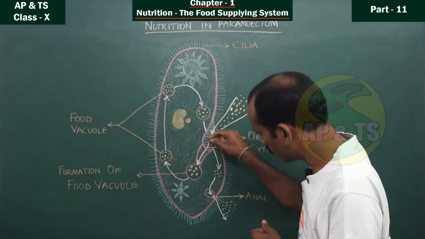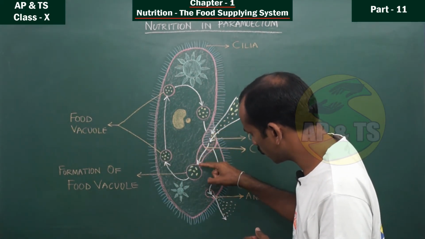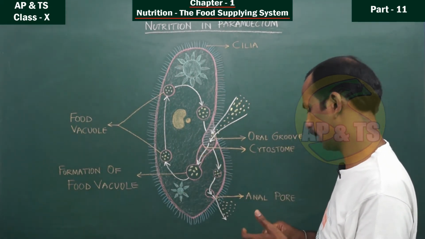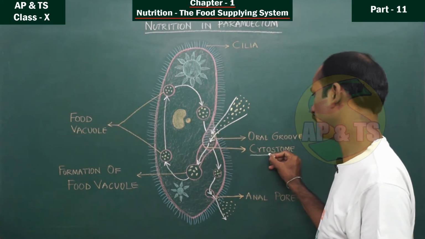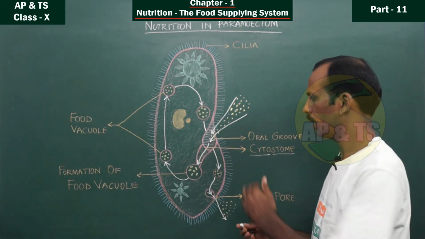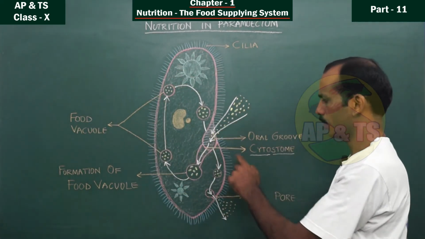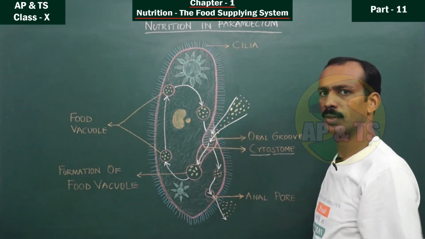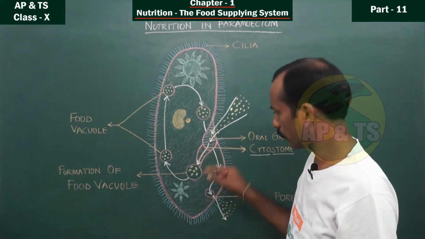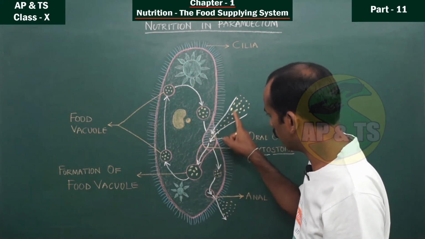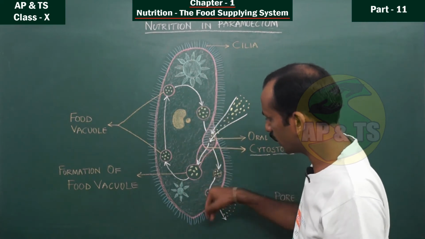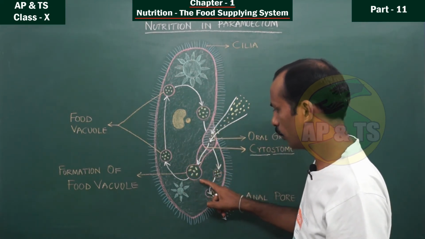Okay, from that oral groove, the mouth-like structure is called a cytostome. Cyto means cell, stome means mouth, so cytostome means cell mouth. This is one cell only, no? So this is a mouth for that cell. We call this cytostome, nothing but mouth. Through this cytostome the food and water enters inside, and here inside the cell a vacuole will form.